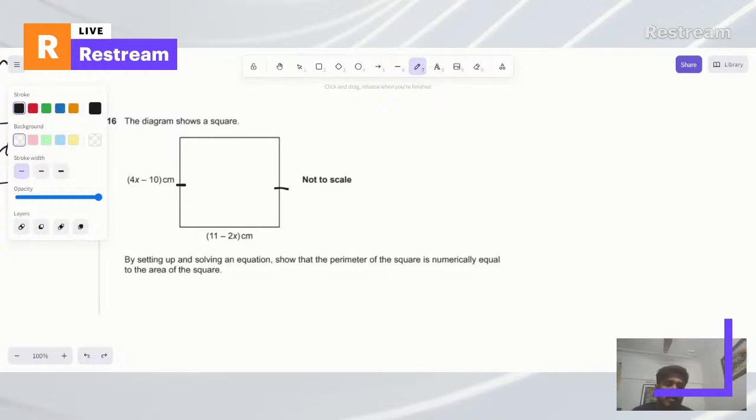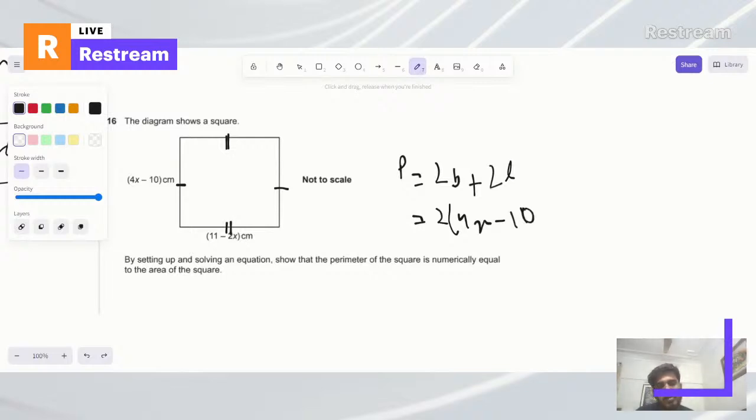So these two lengths are equal. So use the formula. Perimeter would be what? 2 times breadth plus 2 times length. So 2 times 4x minus 10, plus 2 times 11 minus 2x.